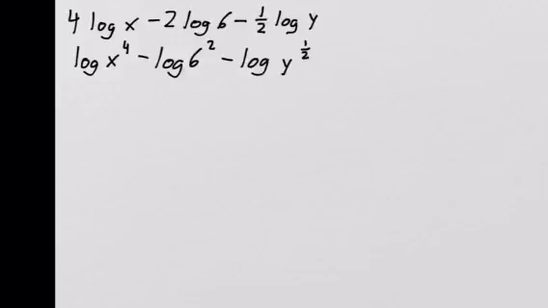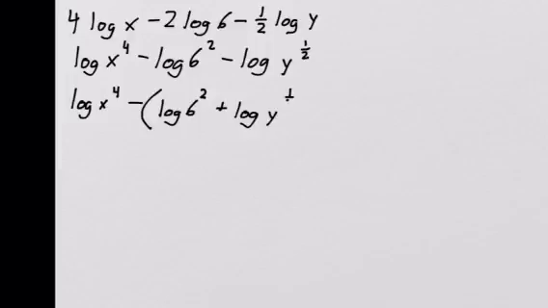So now, our next step is going to be, we have 2 things being subtracted here. I'm going to pull a fast one and make it so that we only have one thing getting subtracted here. So log of x to the 4th minus, and then I'm going to use parentheses here to say log of 6 squared plus log of y to the 1/2. So I'm in essence adding up everything that has a minus sign in front of that, so I'm only subtracting once.